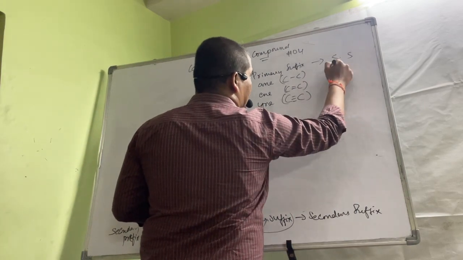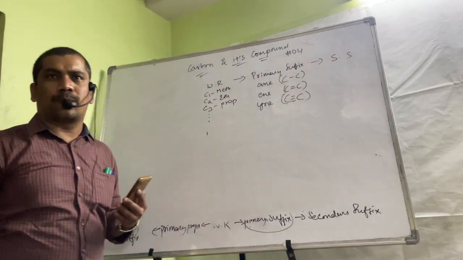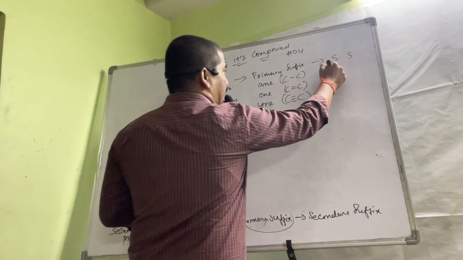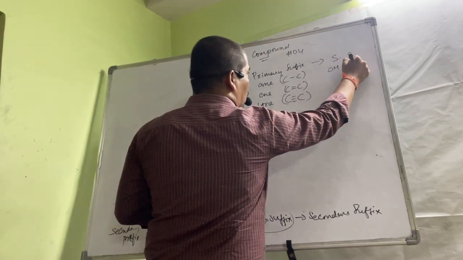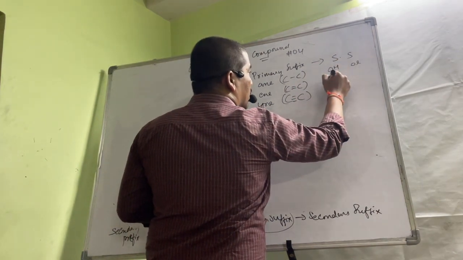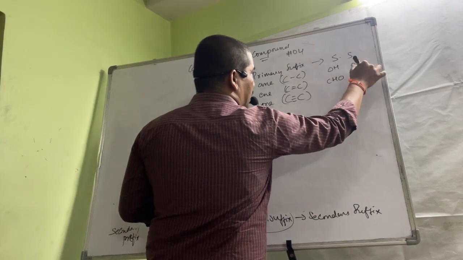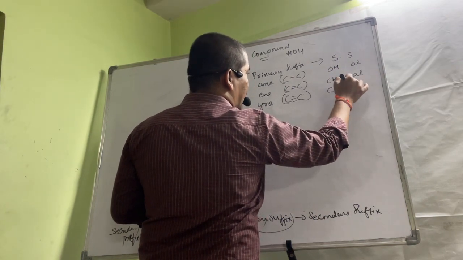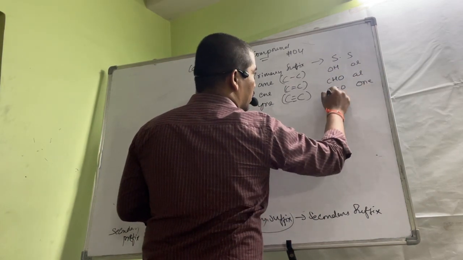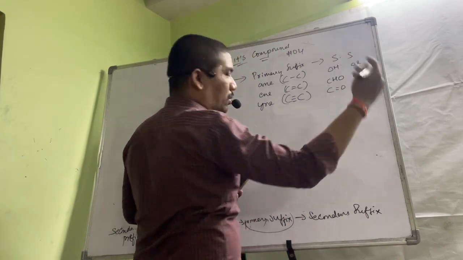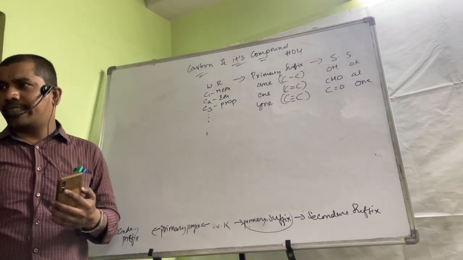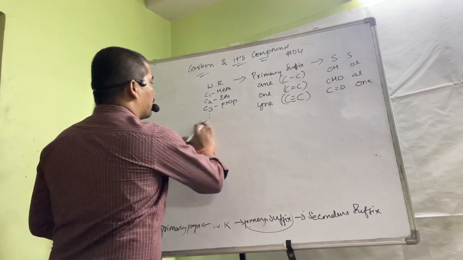Secondary suffix, here main functional group. Right. If OH is given, then you should write OL. CHO given, AL. C double bond O given, ONE, and some more that you go through. Okay? Clear? It is only for reference.